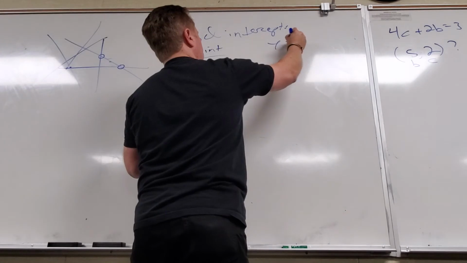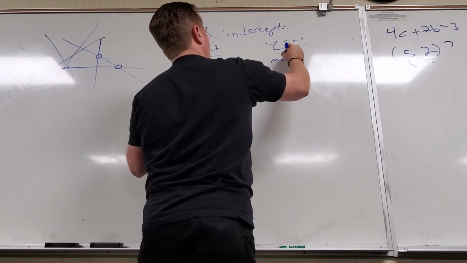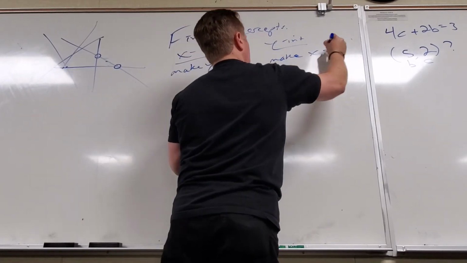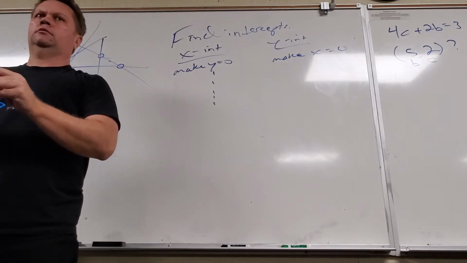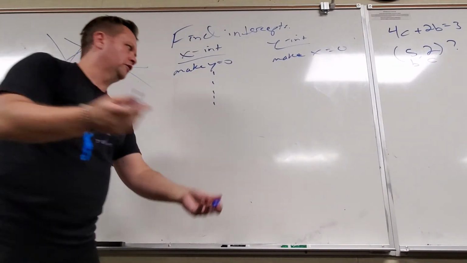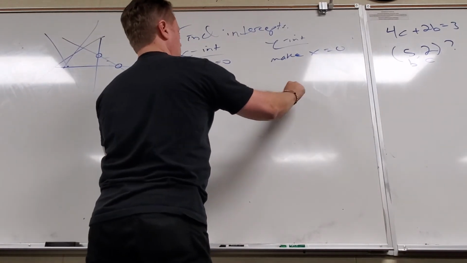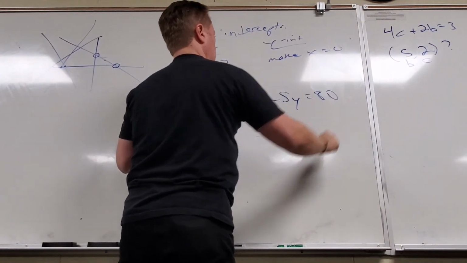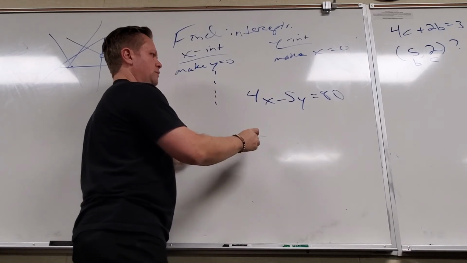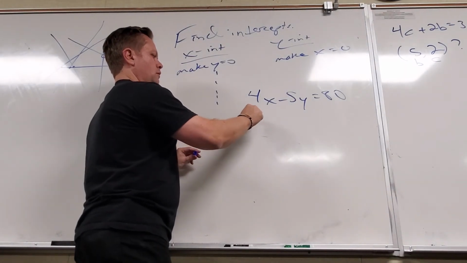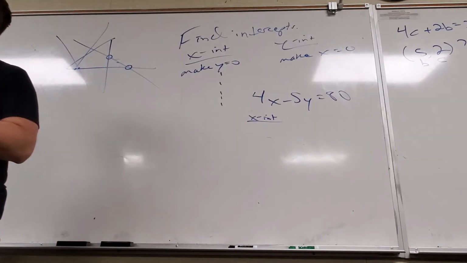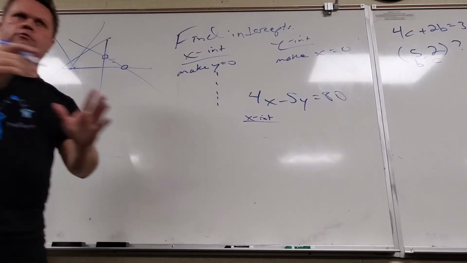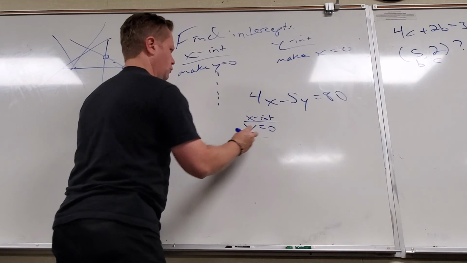And to find the y-intercept, incredibly enough, I make x 0. So, for example, how do I find the x-intercept here? I make y 0. There we go. So then what do I get?